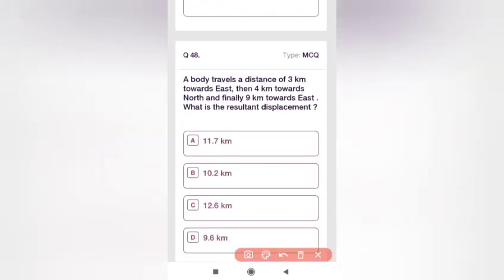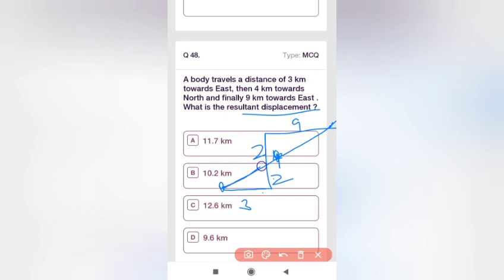Now, the same problem is given but asking for the resultant displacement. 3 kilometer towards east, and then north 4 kilometer, and then 9 kilometer towards east. These are all in kilometers. Now we need to find this distance from here to here, the displacement, the shortest distance. So this will be 2, this will be 2 plus 2, this will be 3 and that will be 9. Now we need to calculate the hypotenuse side. This is A, this is B and this is C.